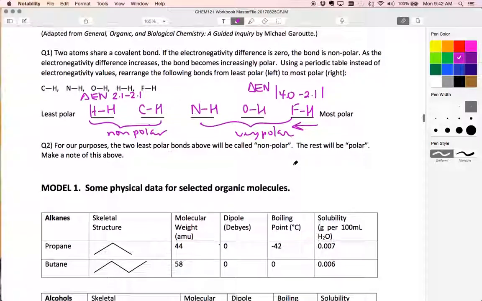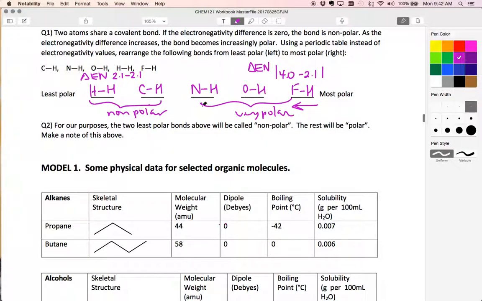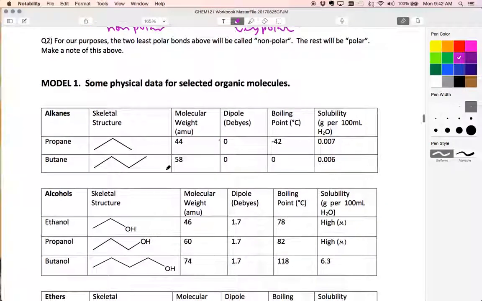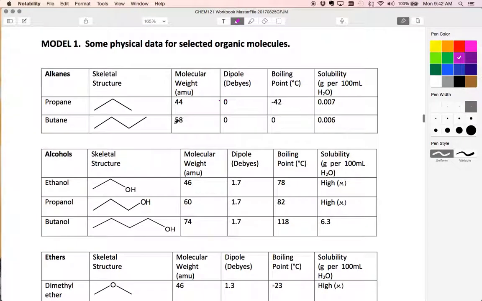All right. Now that we know a little bit about this, molecules with these types of bonds tend to be nonpolar, and molecules with these types of bonds tend to be very polar. We're going to look at some data now to tie that into physical properties. For example, these molecules are called alkanes. Sometimes we cover organic functional groups, but if we skip that, alkanes are molecules with carbons and hydrogens only.